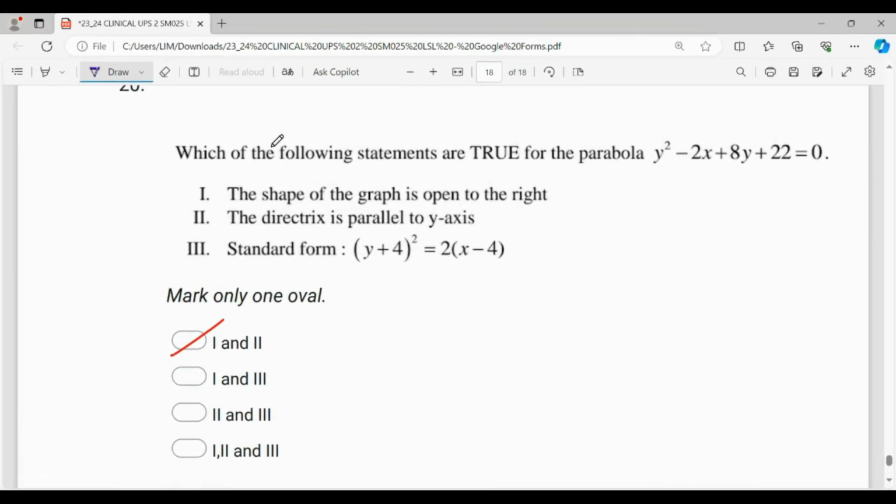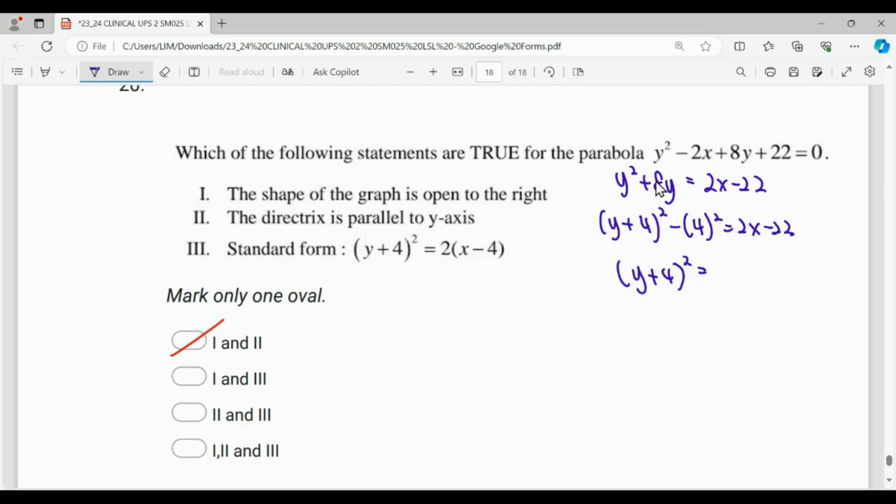Then last, which of the following statements are true for the parabola. So we read out this parabola, y squared. We leave the y term on the left hand side, and the x term goes to the right hand side. We try completing the square, y in a bracket, then b divided by 2, then squared, minus 4 squared, equals 2x minus 22. So for the left hand side, we finish completing the square, we move the constant to the right hand side, plus 16, which gives negative 6.